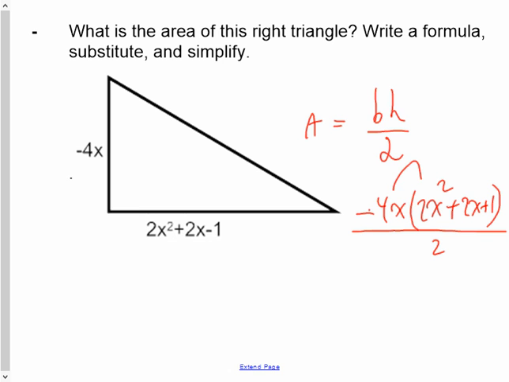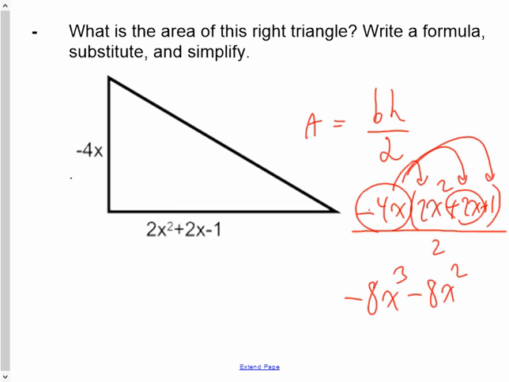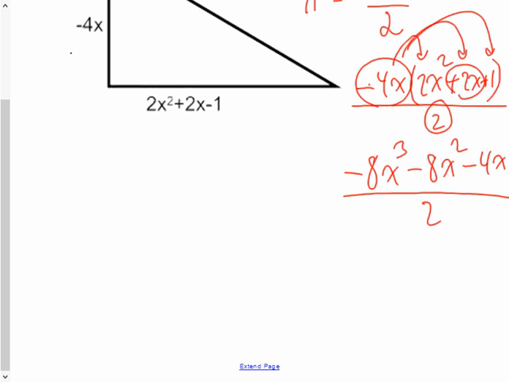And so the first thing I'm going to do is multiply each of these by negative 4x. That's going to be negative 8x cubed is the first one. Negative 8x squared is the second one, because negative 4x times a positive 2x will be negative 8x squared. And the last one, negative 4x times a positive 1 will be negative 4x. Now, all of that is going to be divided by 2 because I can't forget that the formula for the area of a triangle is base times height divided by 2.